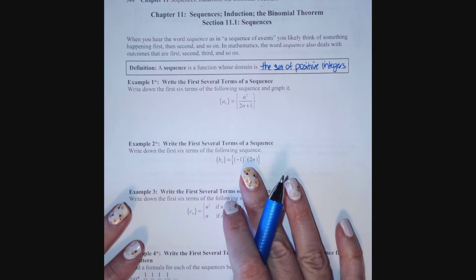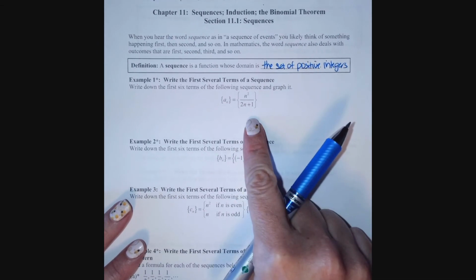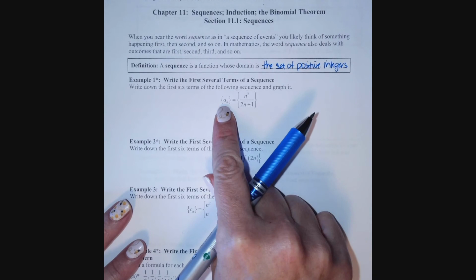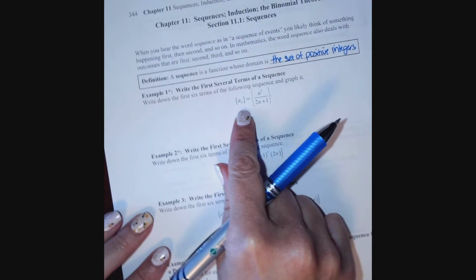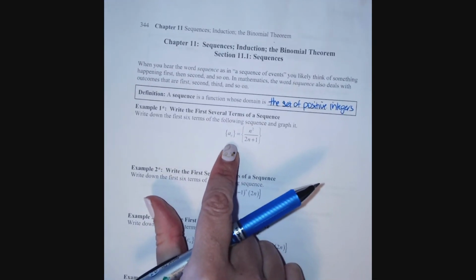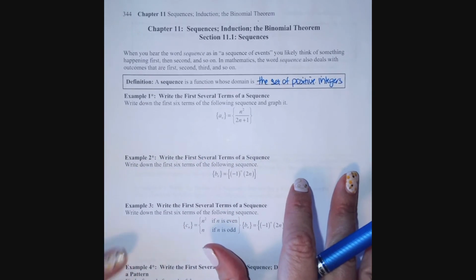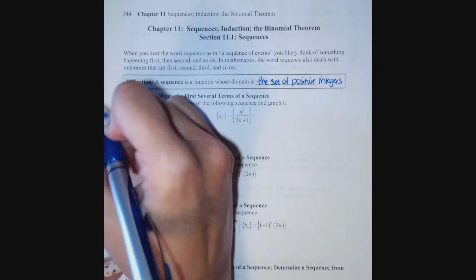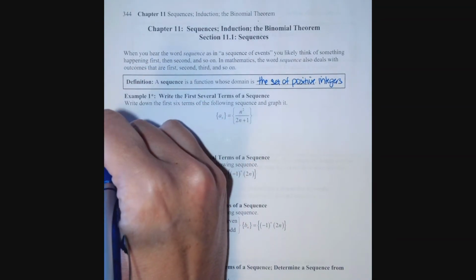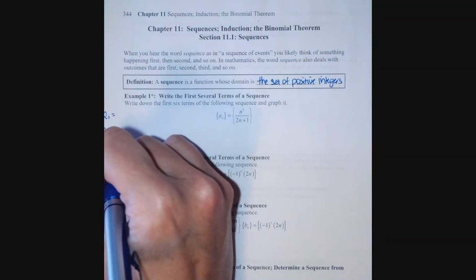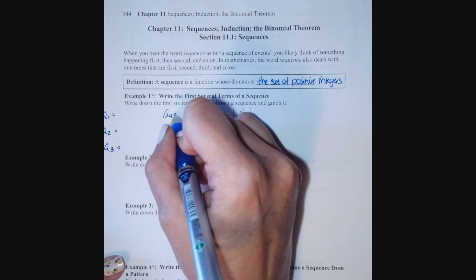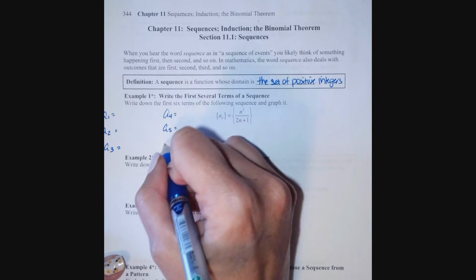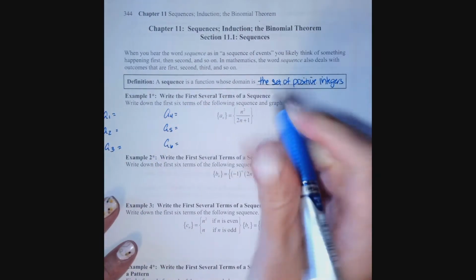We're going to write the first several terms of this given sequence. So we have our general term, and then we have our rule to follow, and we want the first 6. So we are going to do a sub 1 to a sub 6. So let's set that up. We have a sub 1, a sub 2, a sub 3, and then I'm going to come over here and do a sub 4, a sub 5, and a sub 6 to represent our 6 terms.